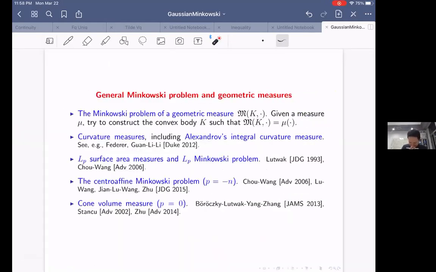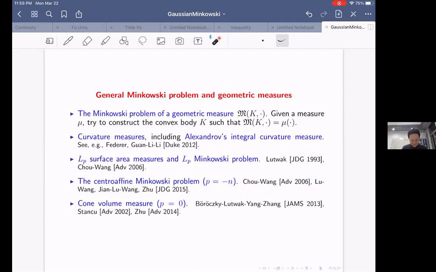Some well-known measures are the curvature measures, Aleksandrov's integral curvature, and the L_p surface area measures, which were defined by Lutwak in 1993 and solved by Zhao and Huang. In Zhao and Wang's paper, they also find that an important case is when p equals -n. It's called the central affine Minkowski problem.